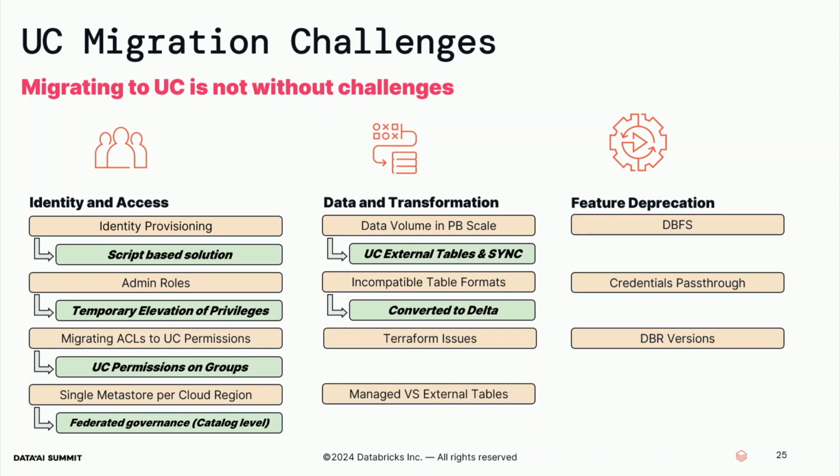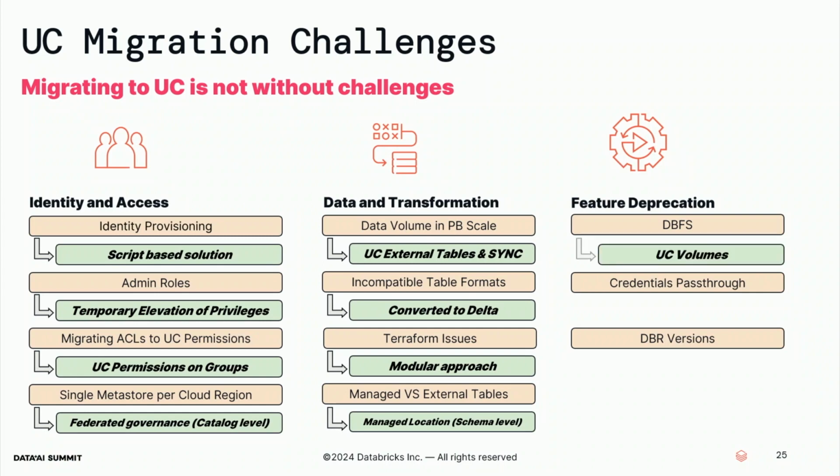There were also some incompatible table formats, which we converted to Delta. We had some Terraform issues, which we resolved with a modular approach. As I said before, we stuck to external tables, but on the schema level, we defined a managed location so that if a user accidentally creates a managed table or something like that, it lands up in the relevant storage account and not in any common or random storage account. So that was a safety net that we built.